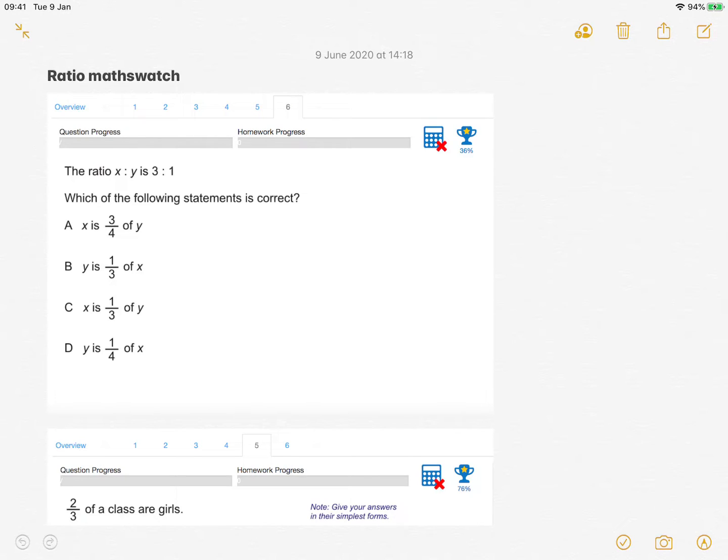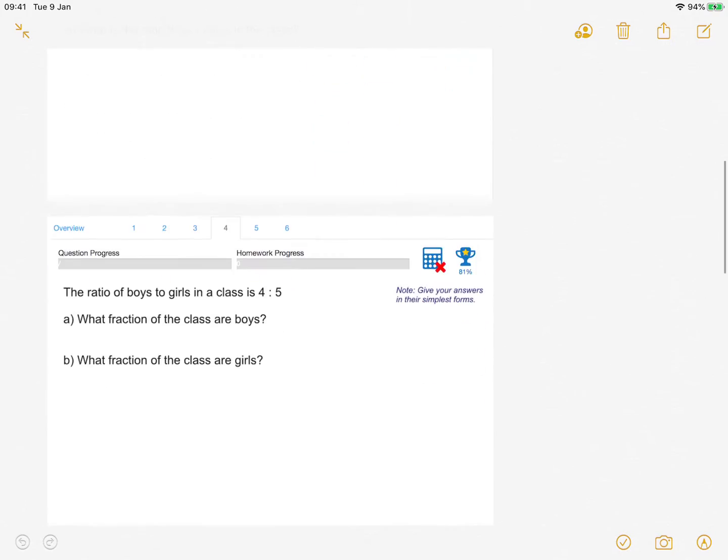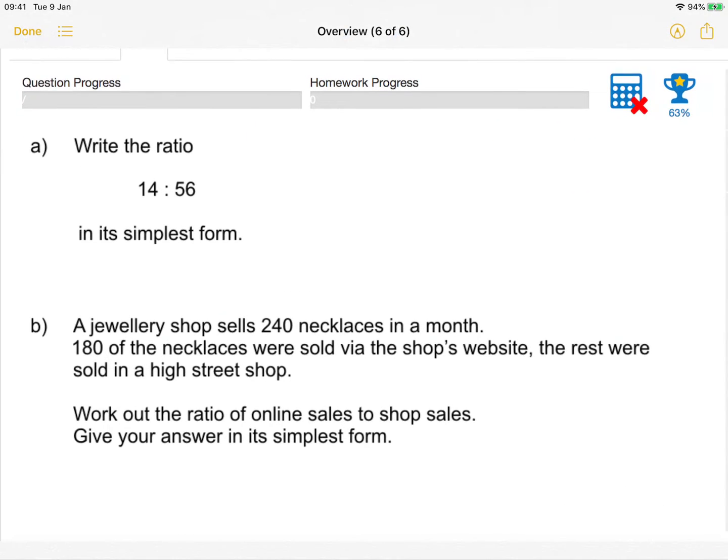Hi, Year 7 had a few questions asking about the ratio Mathswatch from Monday. So I just thought I'd spend some time going through each question now and give you a chance to have a go at them again and make any red pen corrections. So start with question 1.